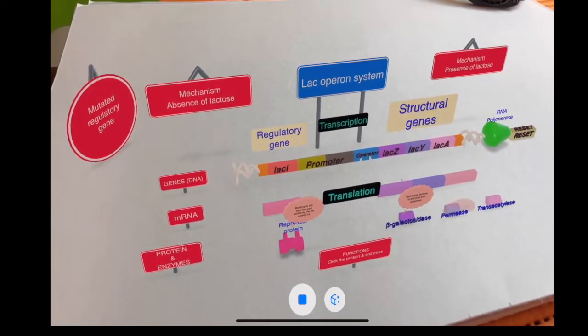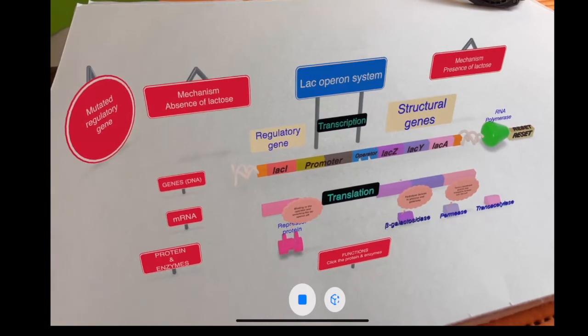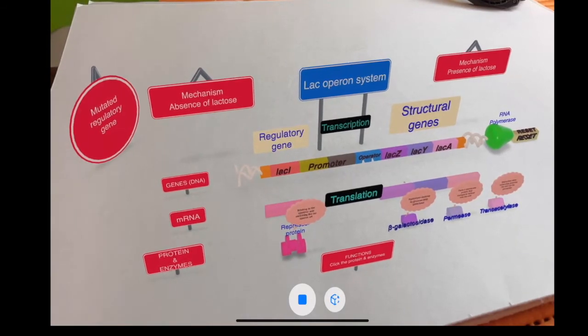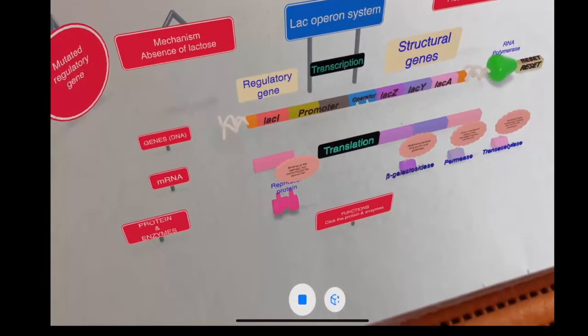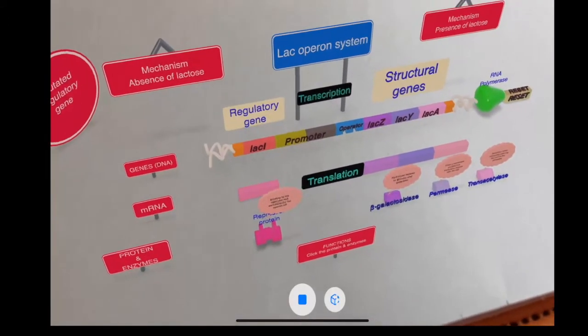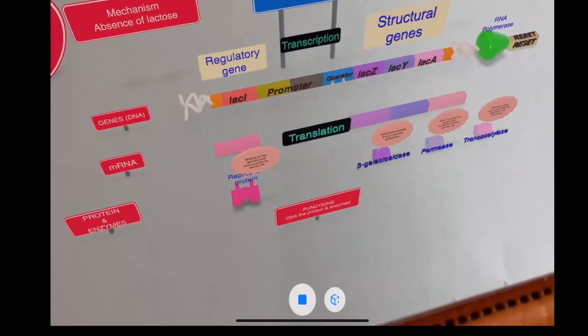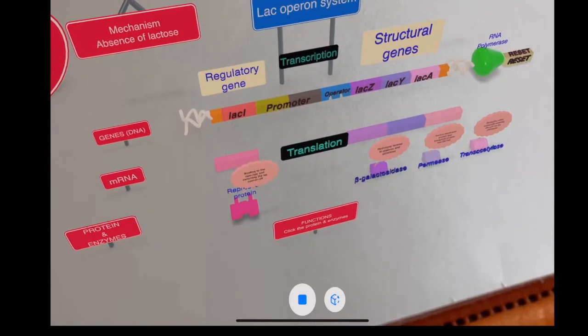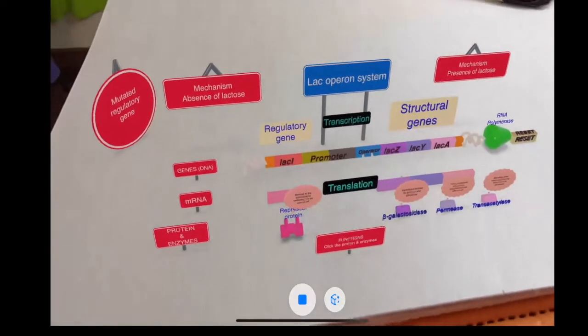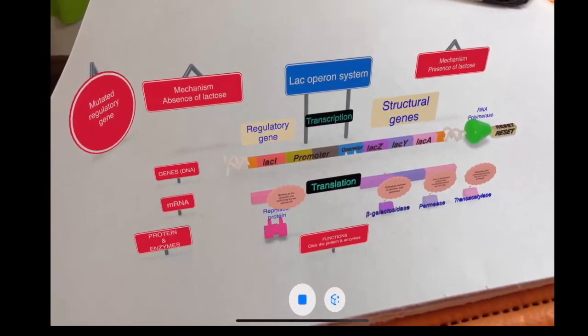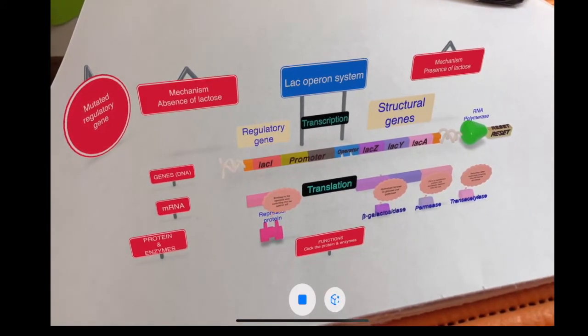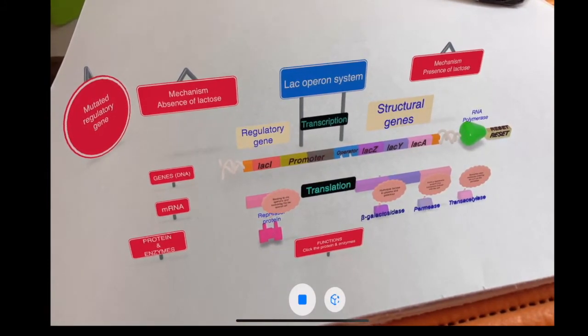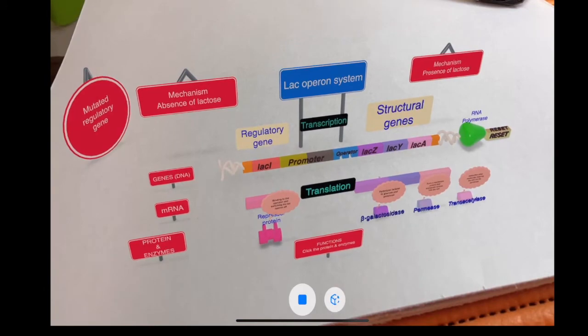The function of beta-galactosidase is to hydrolyze lactose into glucose and galactose. Permease will form a membrane protein that transports lactose into the cell. Transacetylase will detoxify other molecules entering the cell via the permease.